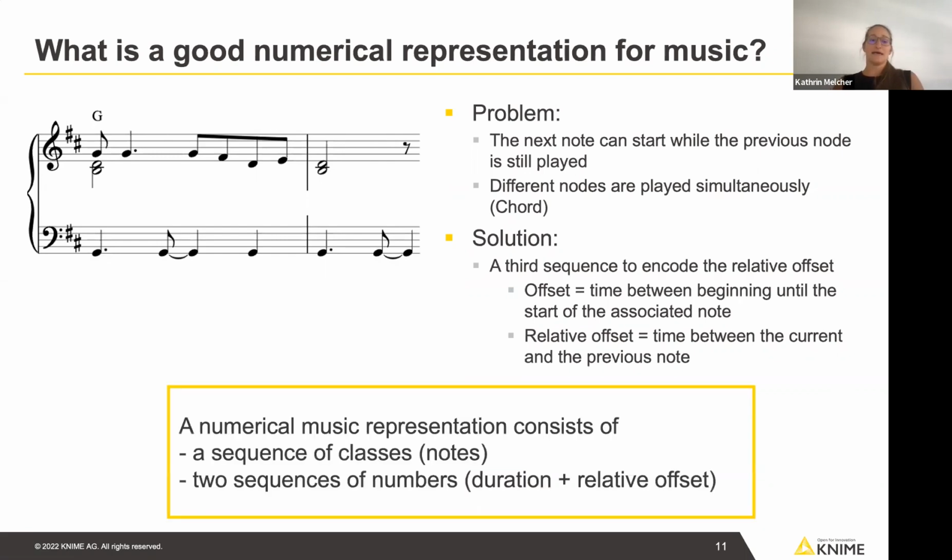Summarizing, I can say one way of describing music or piano music in a numerical representation consists of 3 sequences. We have a sequence of classes, which encodes the different notes in which order they are played after each other. Then we have 2 numerical sequences, one that encodes the duration of each note, and the other one, the relative offset.